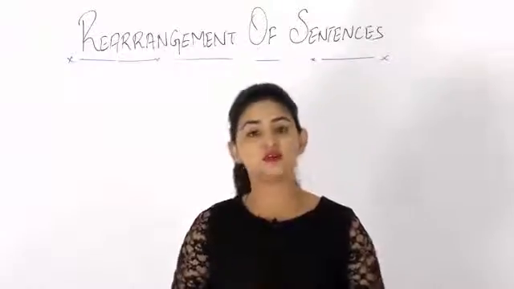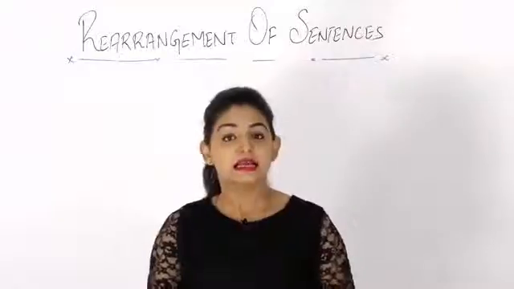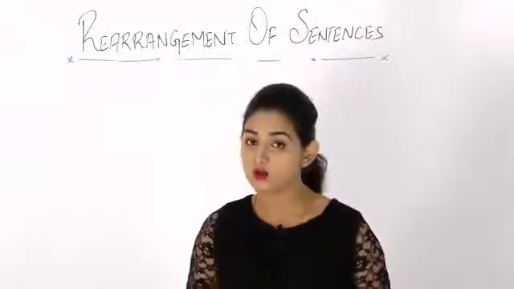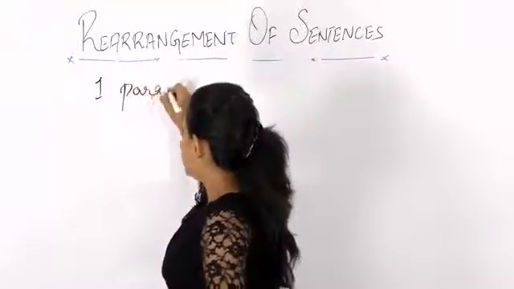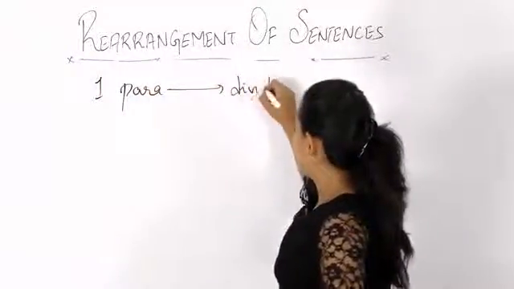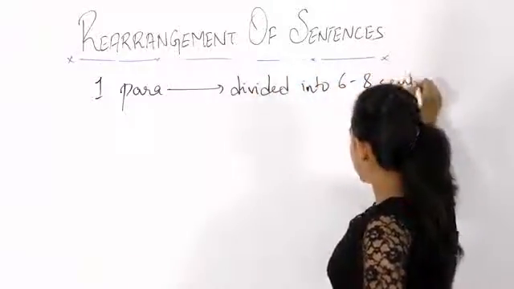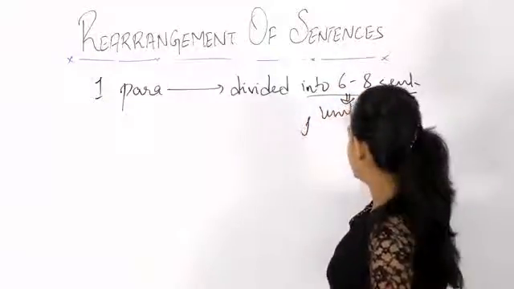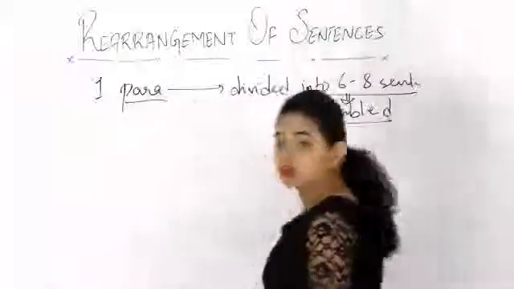Now today we are here to discuss a very important topic, that is rearrangement of sentences. These rearrangement of sentences are also known as parajumbles. Now why do we call it parajumbles? We have a paragraph that is divided into 6 to 8 sentences, and these 6 to 8 sentences are given in jumbled form. And that is why we call it parajumbles.